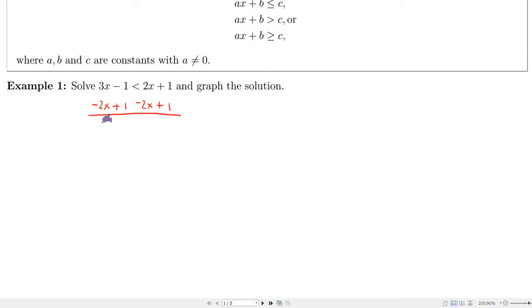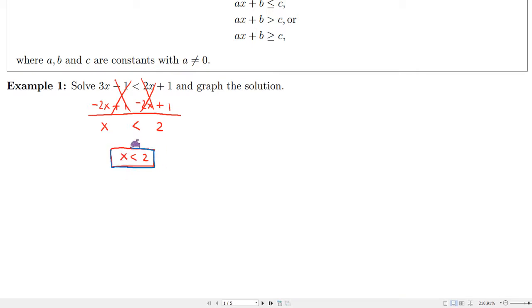We'll subtract 2x from both sides. And what will we be left with? We'll have an x, but then the 1's go away, and the negative 2x and the 2x cancel, and we're left with 2 over here. So x is strictly less than 2. Okay, so that's our solution set. Now we could represent the solution in a couple of different ways. One way is you could represent it like this.